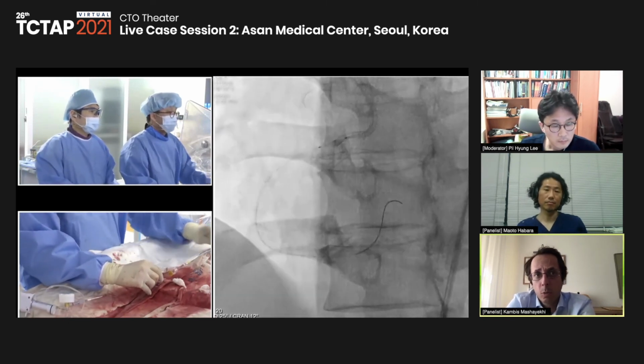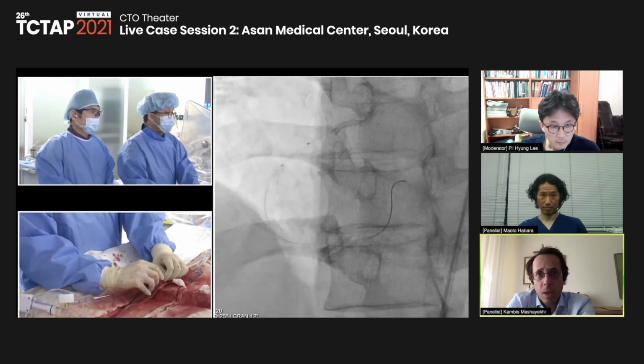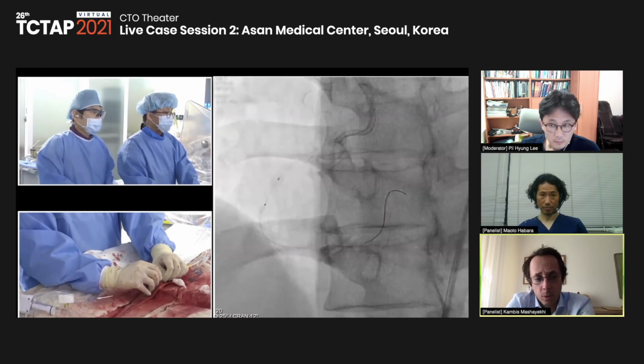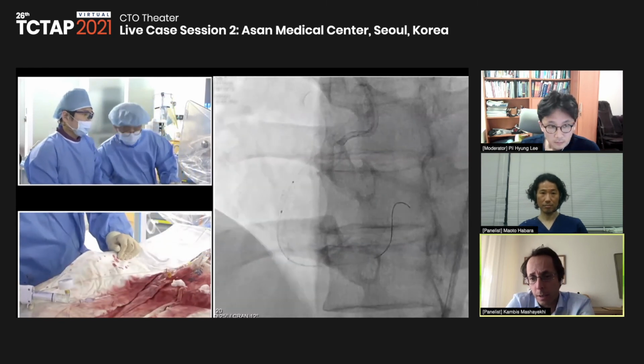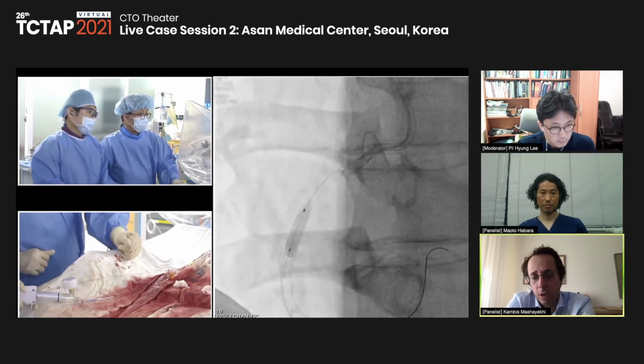Those patients I routinely follow up for 3 to 6 months, and then I do FFR guided re-angioplasty, even with higher pressure or plaque modification.